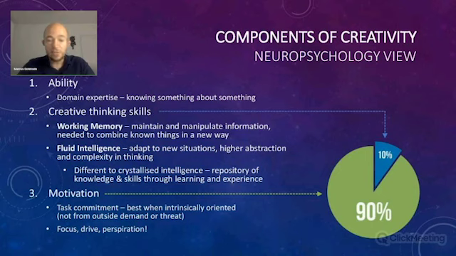The second thing is creative thinking skills. Now, that's only 10% really of what it's about. We'll see the third part, motivation, is the 90%. But creative thinking skills involve working memory. So that means you have to be able to maintain and manipulate information. You need to be able to combine known things in a new way. So we know a little bit about how that happens in the brain now.